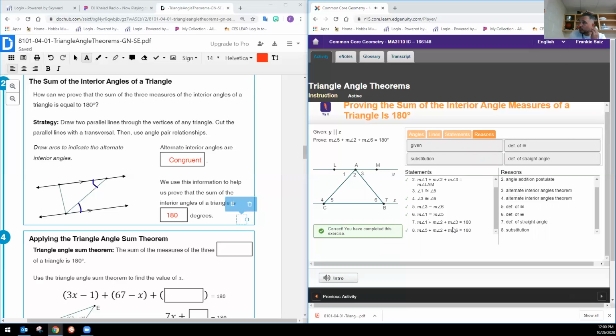Let's use this information to solve for unknown quantities.